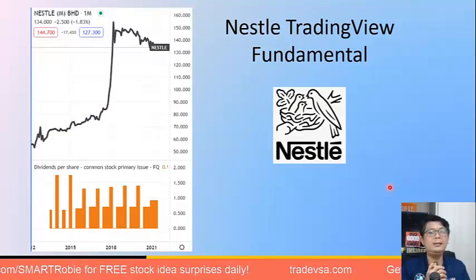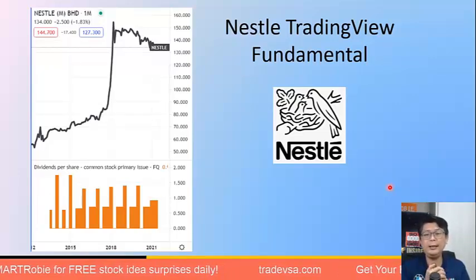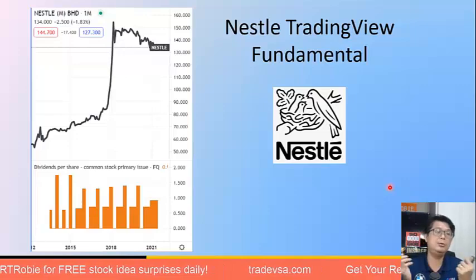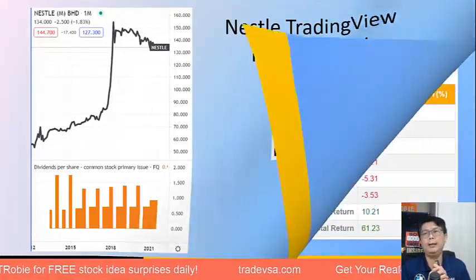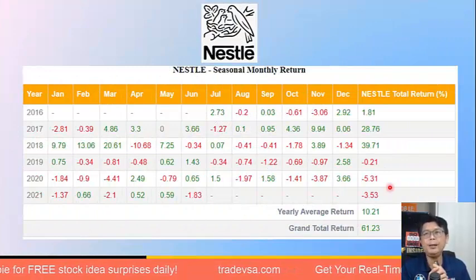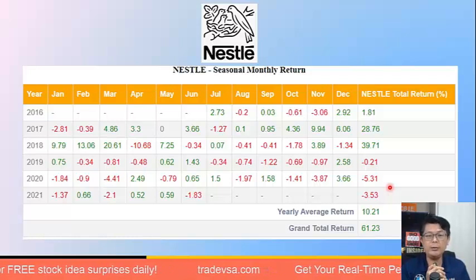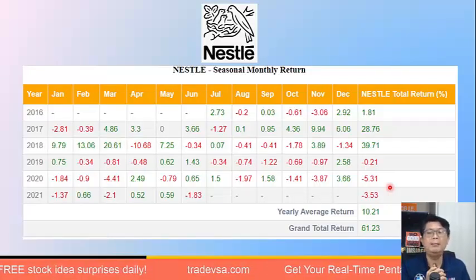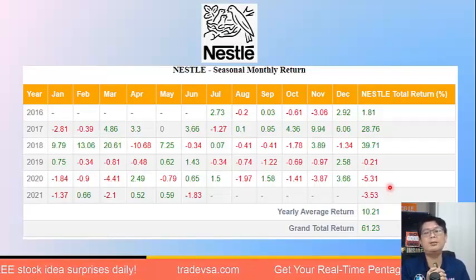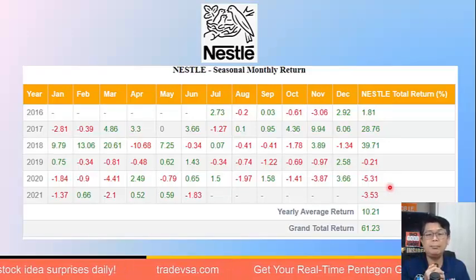It did break up from 80 to $140, $130. It hasn't done any stock split yet. Having said that, who knows? In the coming days, it might just do one. All right. If you look at the yearly average return, it's about 10%. It hasn't been performing well for 2020 and 21, right on the top there, but it has a grand total return in the last 5 years of 61%. Okay, something for you to think about in here.